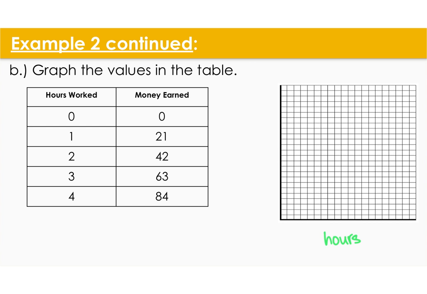So for hours, when we graph the table, we can go up by 1s. We start with 0, 0, so 0 hours worked. And then I went up by 20 or 5s on the y-axis. So once again, it's not going to be perfect all the time, but we have a linear relationship and we have our line.